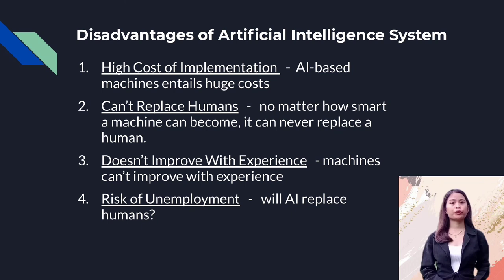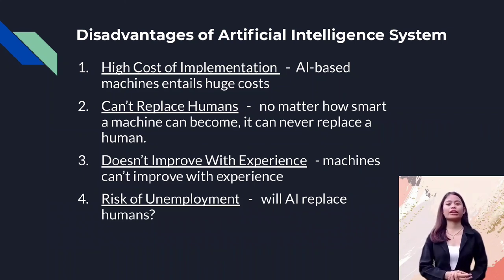Third, doesn't improve with experience. One of the most amazing characteristics of human cognitive power is its ability to develop with age and experience. However, the same can't be said about AI as they are machines that can't improve with experience. Rather, they start to wear and tear with time.